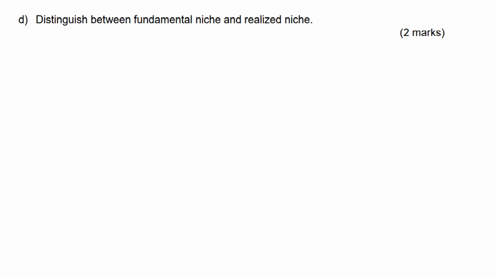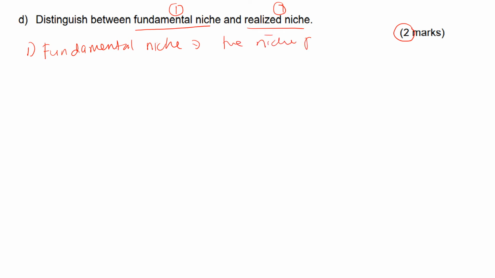Distinguish between fundamental niche and also realized niche. So this one is worth 2 marks. Again, 1 mark for each term. Okay, so basically fundamental niche is the niche potentially occupied by a species.